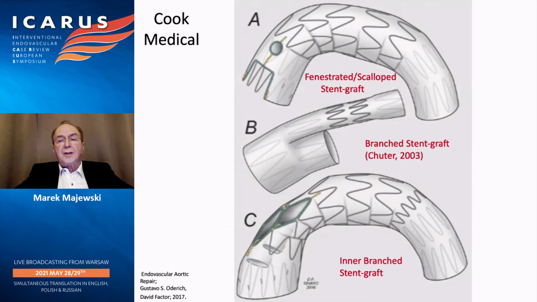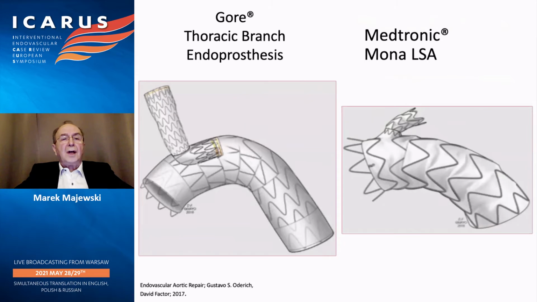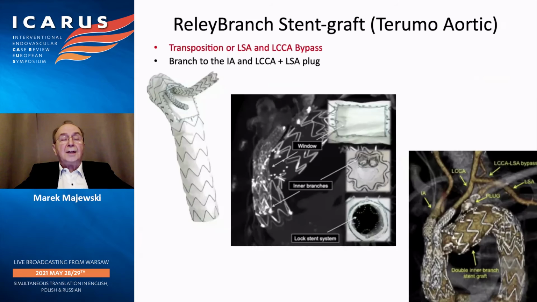Also off-the-shelf, single or double branched stent graft, scalloped stent graft, and Cook Medical devices: fenestrated, scalloped stent graft, branched stent graft, and inner branched stent graft. We also have the Gore thoracic branch endoprosthesis, Medtronic Mona LSA, and Relay branch stent graft.